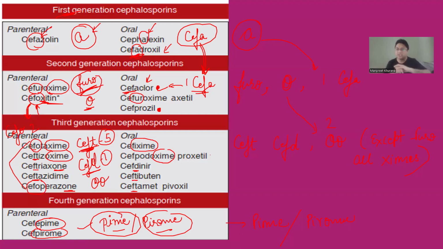So in a nutshell, the first generation, remember A. Second generation, remember furo, O, and 1 A. Third generation, ceft, cefd, double O. And in the fourth generation, pime or pirome. So even if you remember the basics, you can take the odd one out of the options, because if there is a question based on the generation of cephalosporins, you will never go wrong.